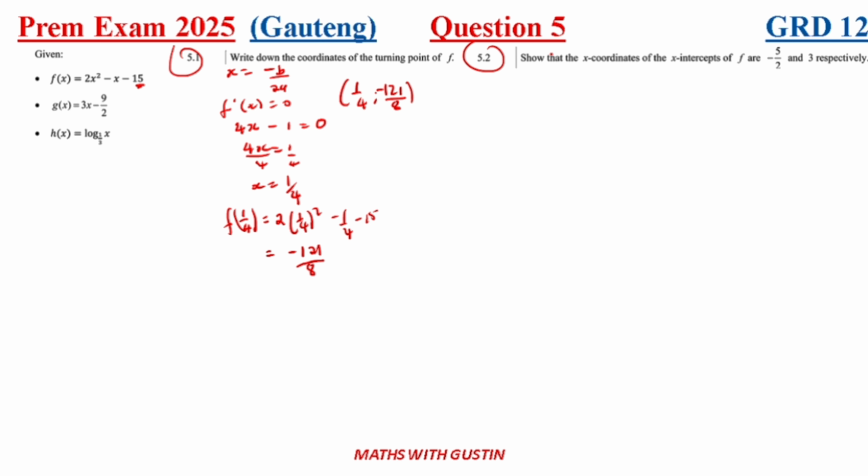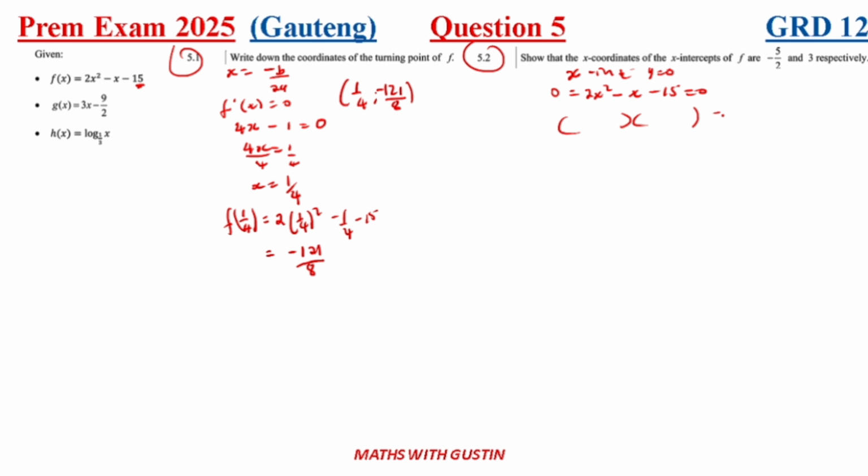5.2 says, show that the x-coordinates of the x-intercepts of f are negative 5 over 2 and 3 respectively. So they want us to show the x-intercepts. Remember, we get the x-intercept when y is equal to 0. So in this case, this would be 0. Then you are left with 2x squared minus x minus 15 should be equal to 0.